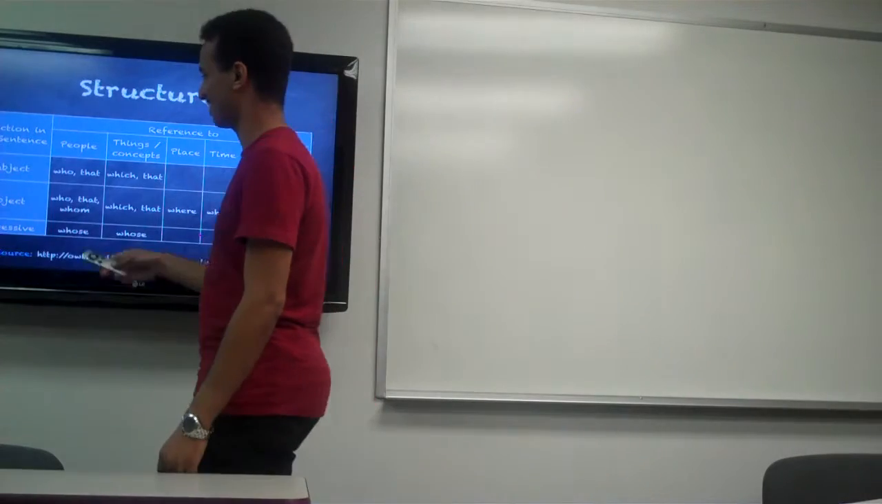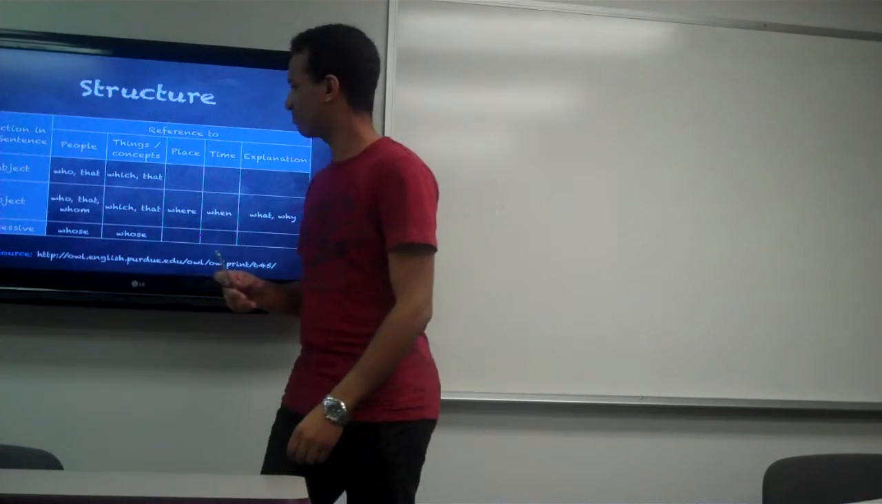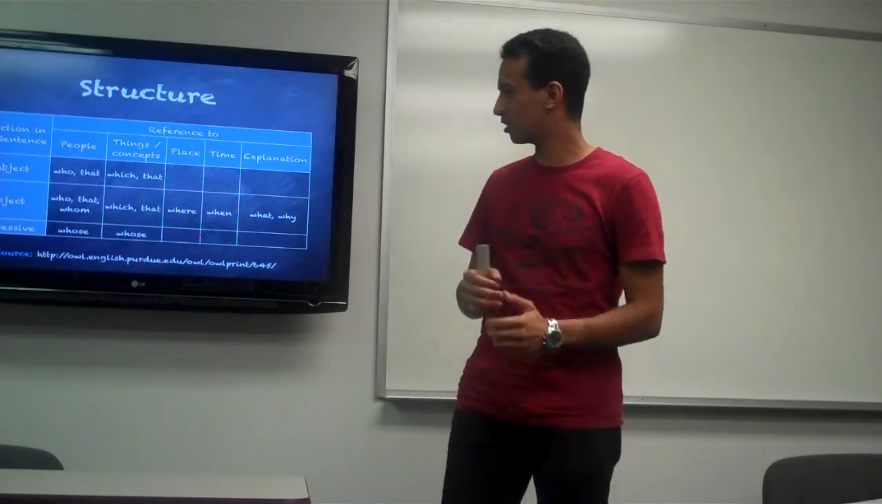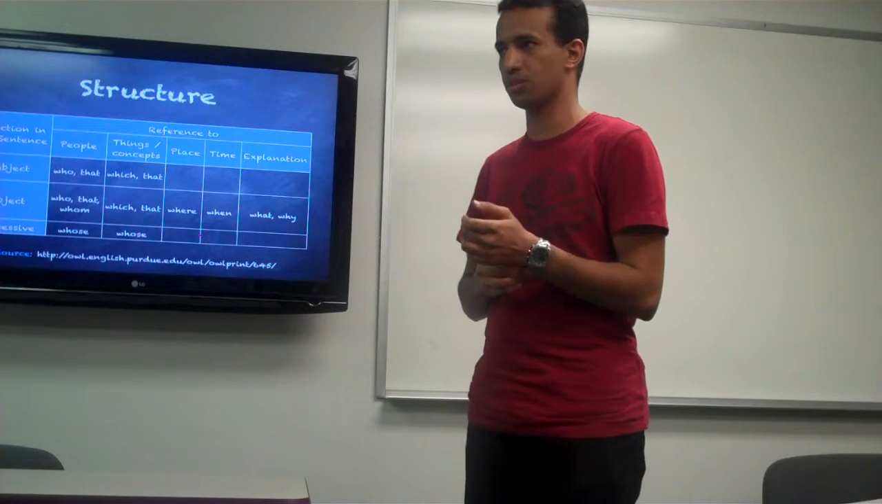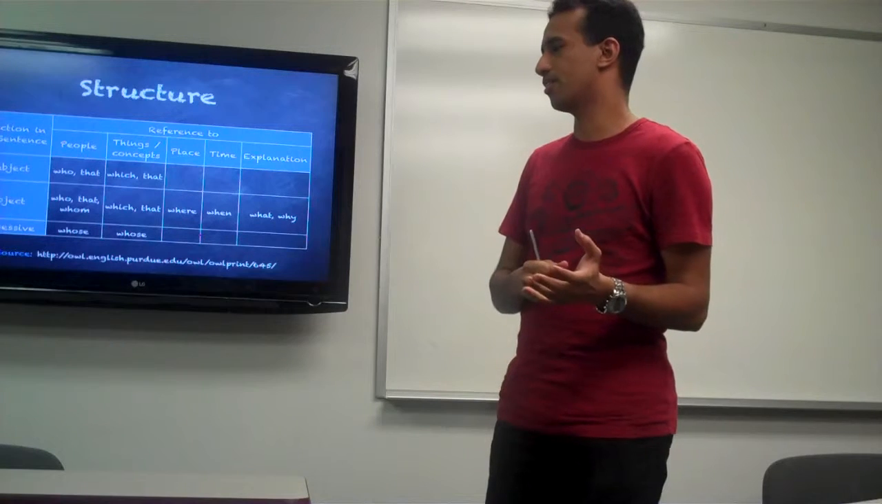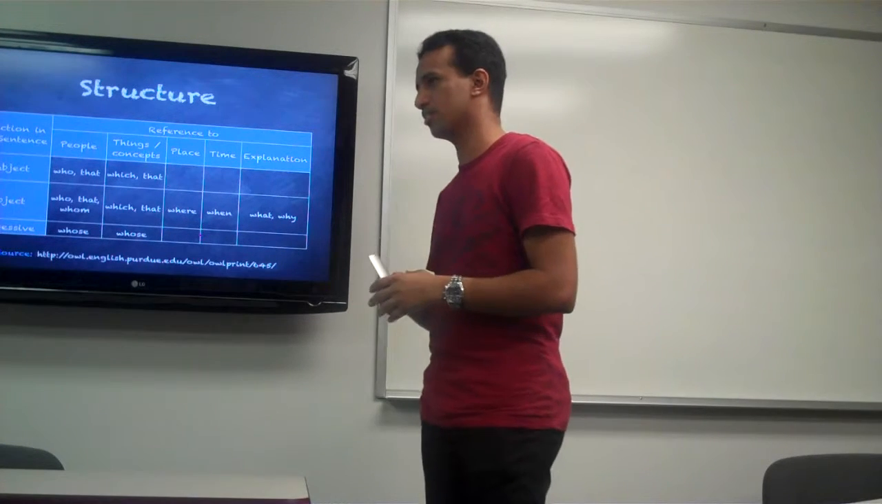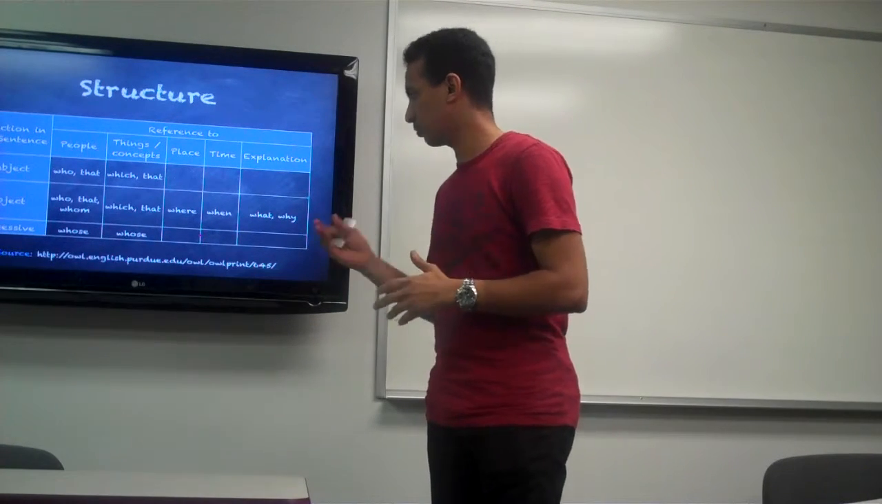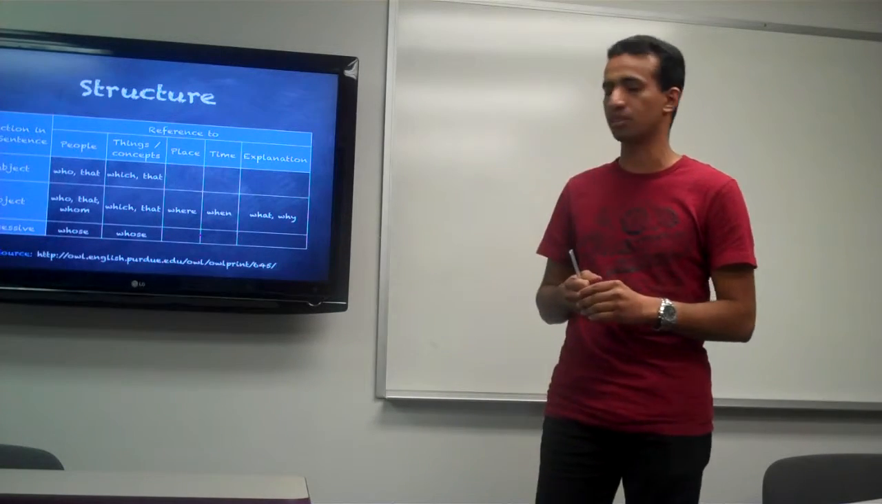For explanation, we use what and why. I couldn't pronounce this one. For possessive, it's like the man whose bicycle. We use whose for things and people. Okay.